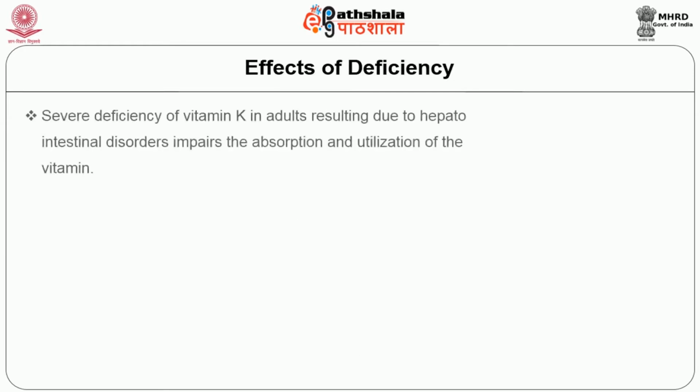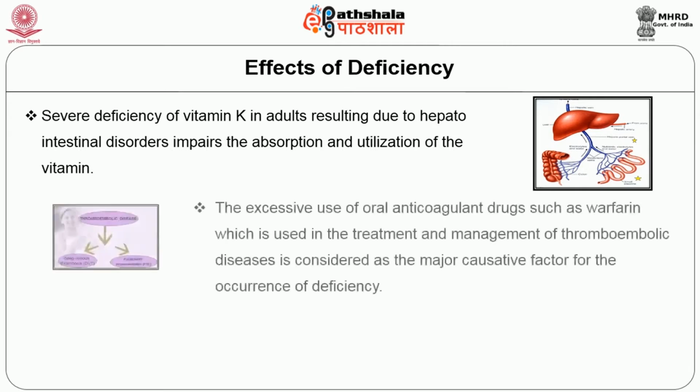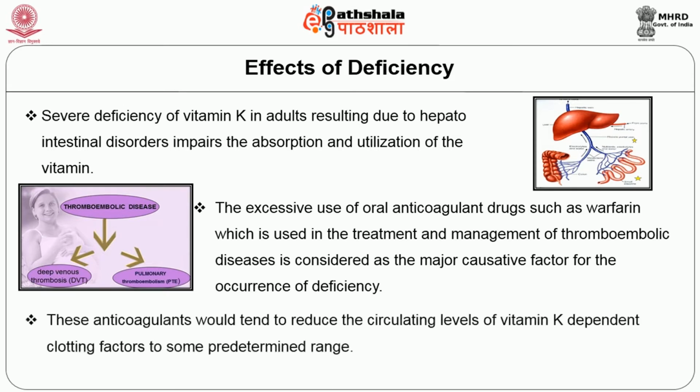Next we will see what the effects of deficiency of vitamin K are. Deficiency in adults resulting from hepatointestinal disorders impairs the absorption and utilization of the vitamin. The excessive use of oral anticoagulant drugs such as warfarin, which is used in the treatment and management of thromboembolic diseases, is considered a major causative factor for the occurrence of deficiency. These anticoagulants would tend to reduce the circulating levels of vitamin K dependent clotting factors to some predetermined range.